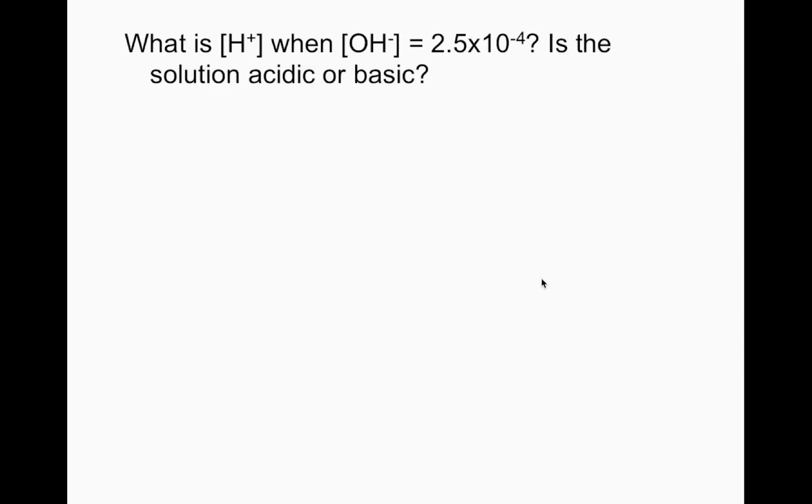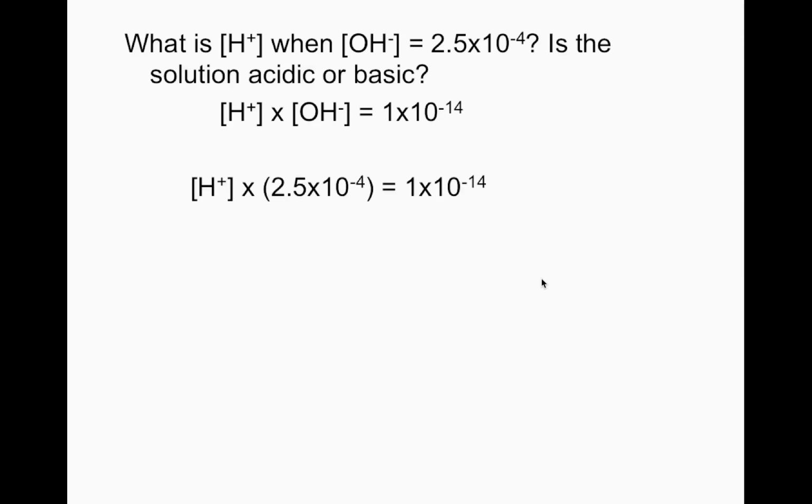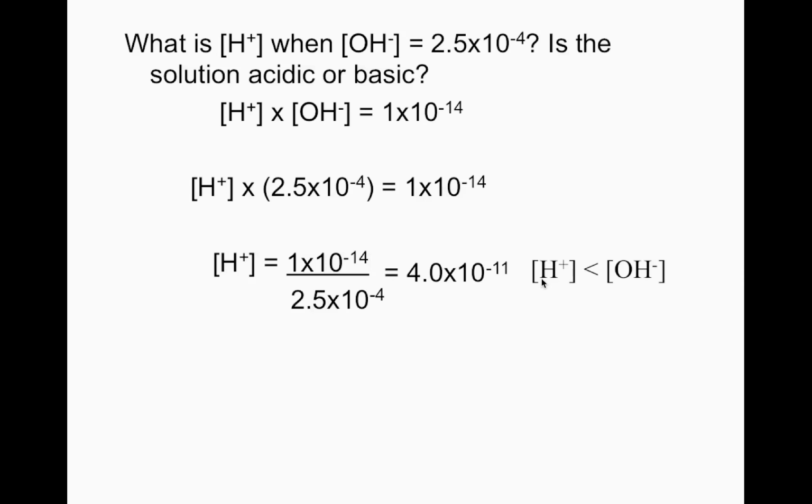Okay, here's the solution now. We'll write down our formula. We're going to make our substitutions and then solve for the H positive. So I'm going to divide both sides by 2.5 times 10 to the negative 4th. And I wind up getting then 4 times 10 to the negative 11th for my hydrogen ions. Now in this case, the hydrogen ion is a lot smaller concentration than the hydroxide, so the solution would be basic.